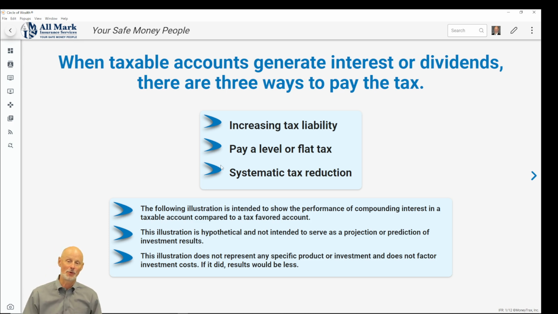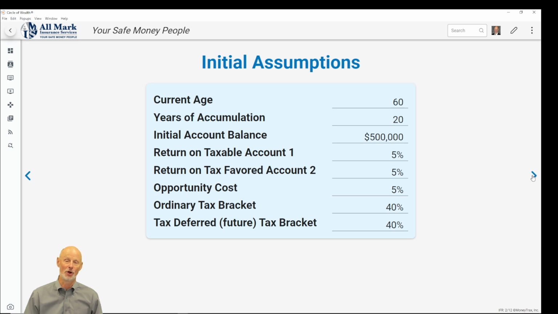Now, this is important because one of the largest transfers that's going to take place throughout your lifetime is going to be taxes, not only while you're alive, but when you pass the money on. So we're going to use some assumptions right here. We're going to start off with a current age of 60 years old. And we're going to say they're going to accumulate their money for the next 20 years. So their life expectancy is out to age 80. We'll start with an initial balance of $500,000.